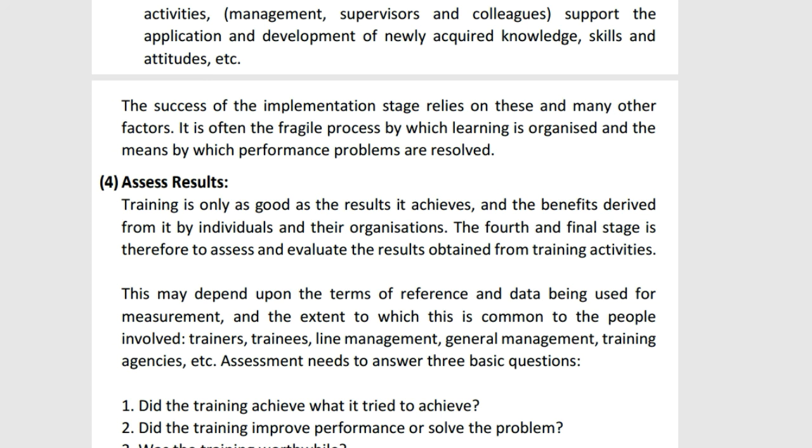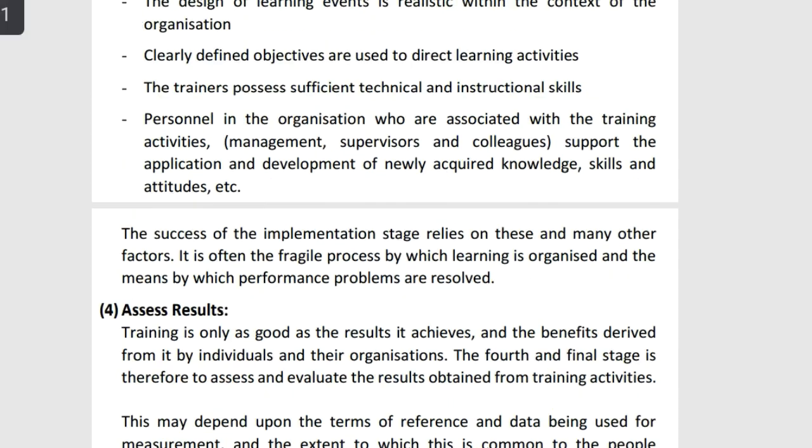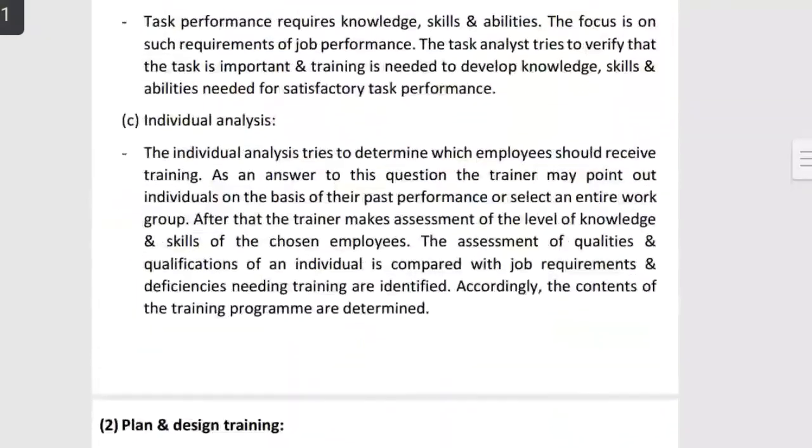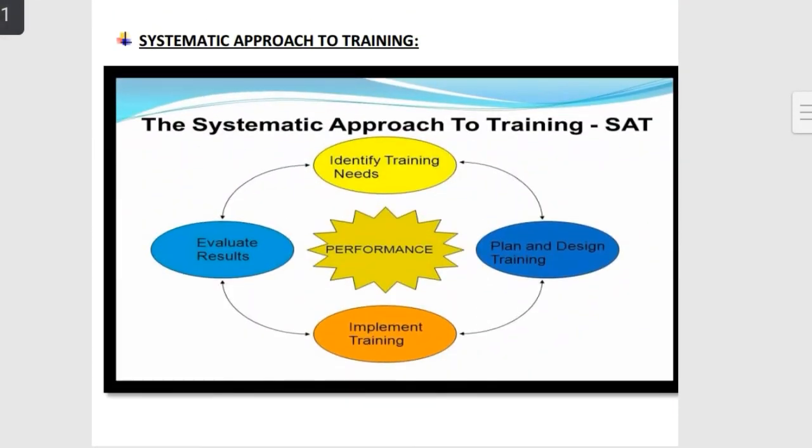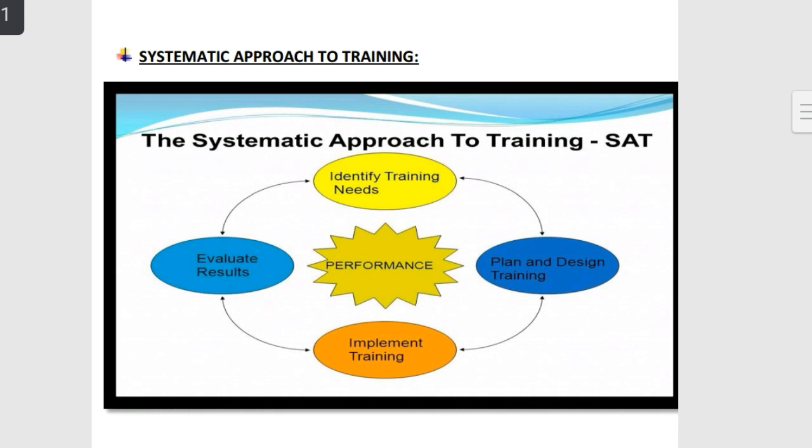The assessment can also be done by checking the result, by observing the behavior and evaluating the performance of individuals. So by implementing these four stages, we can understand the SAT theory, which is called the systematic approach to training.